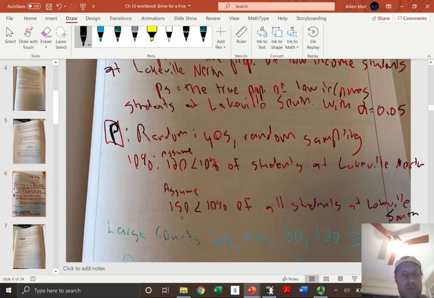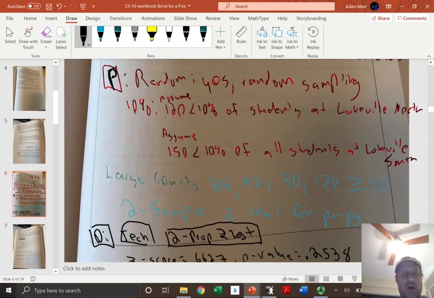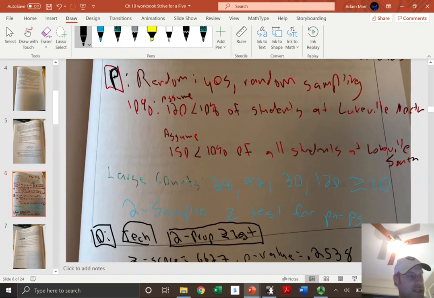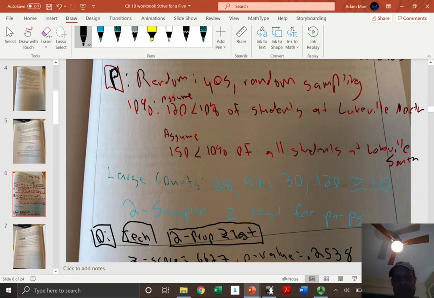So we assume that 150 is less than 10% of all students at Lakeville South. Large counts. Now notice here, instead of just writing n times p hat n, and then n times 1 minus p hat n, and all that stuff, I saved a little time. p hat of n is 28 over 120, right?